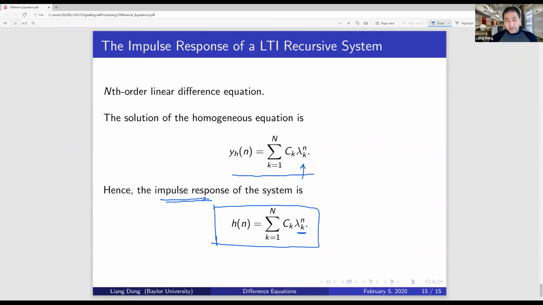And next time, we'll give an example to show how to find the impulse response of a linear time invariant system directly from a difference equation.